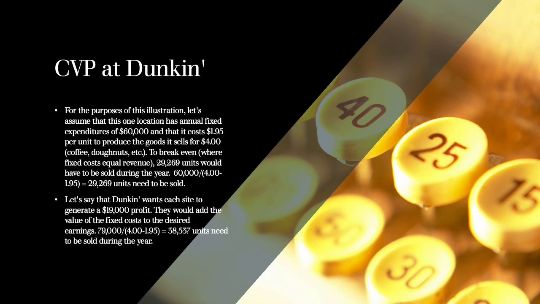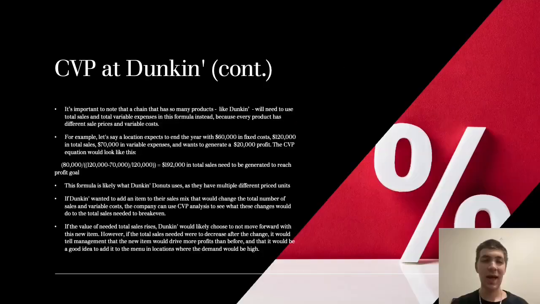However, this is not always the best strategy. As I talked about earlier, pooling all companies together doesn't make much sense in this scenario. It's important to note that a chain that has so many products and locations, like Dunkin', will need to use total sales and total variable expenses in this formula instead of the units, because every product for every location is going to have different contribution margins.